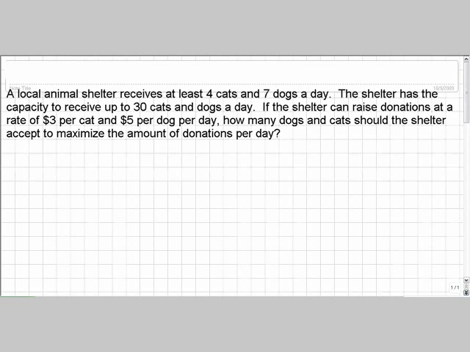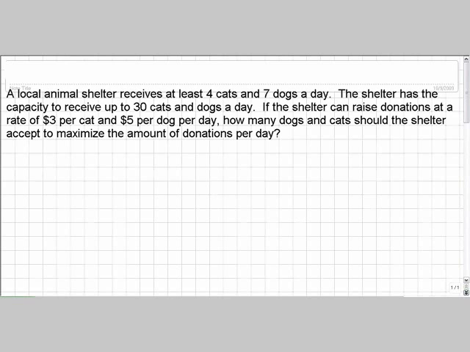A local animal shelter receives at least 4 cats and 7 dogs a day. The shelter has the capacity to receive up to 30 cats and dogs a day. If the shelter can raise donations at a rate of $3 per cat and $5 per dog per day, how many dogs and how many cats should the shelter accept to maximize the amount of the donations per day?